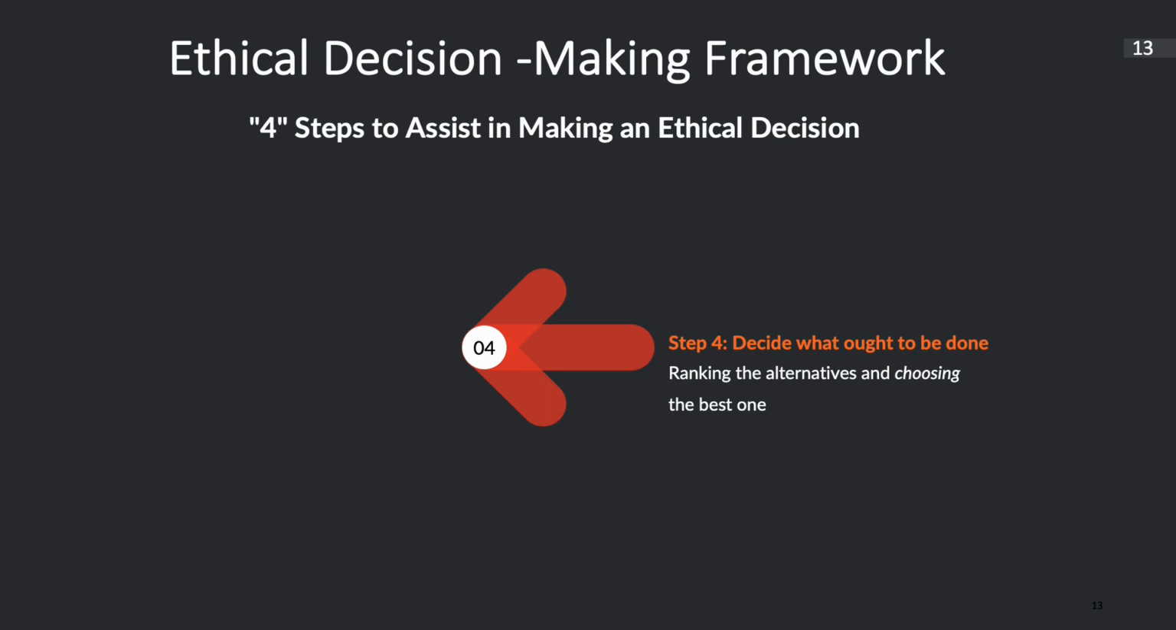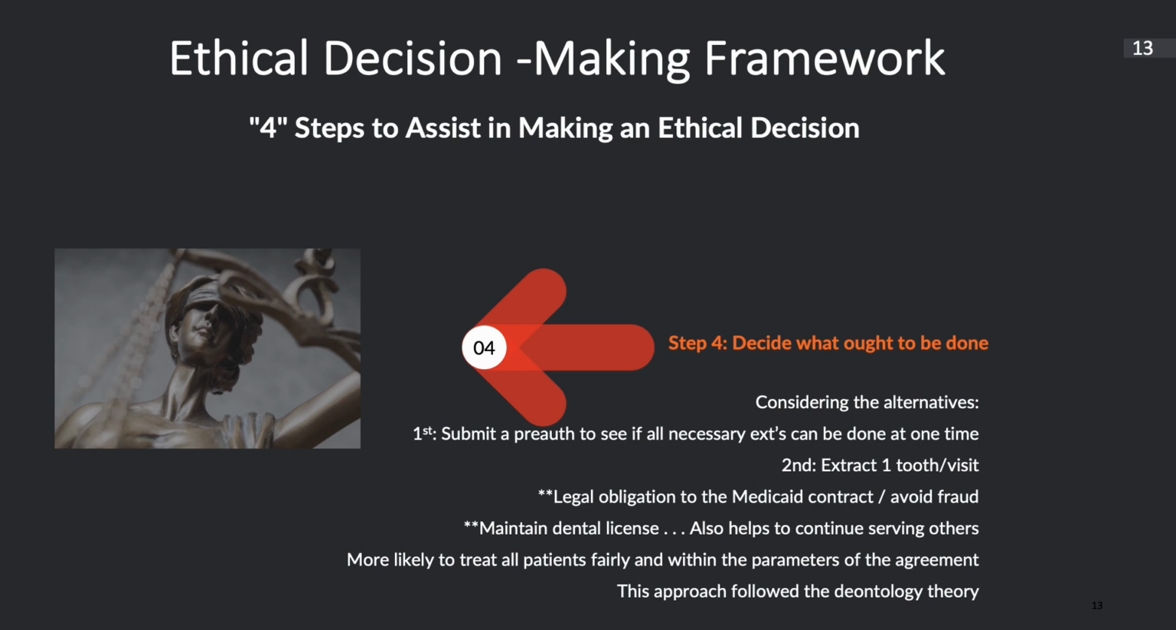And finally, step 4, decide what ought to be done. And here I just wrote out a few thought processes involved. Considering all the alternatives, one choice, or maybe your first option, would be to go ahead and submit a pre-authorization to see if all necessary extractions could be done at one time. Now, maybe this can only be done if you can prescribe pain medication or antibiotics for Roger to buy him a little bit of time while you research it and see what Medicaid says.